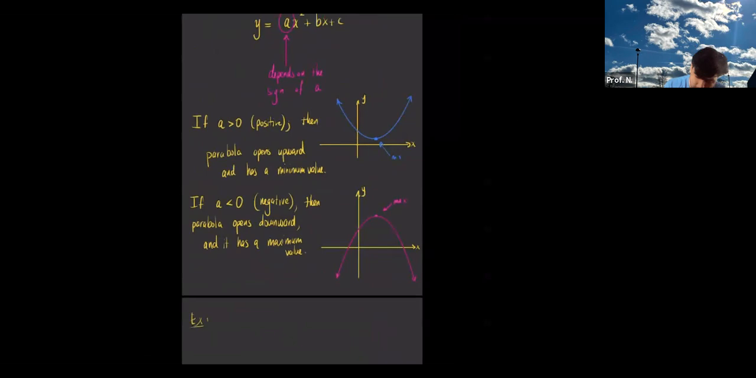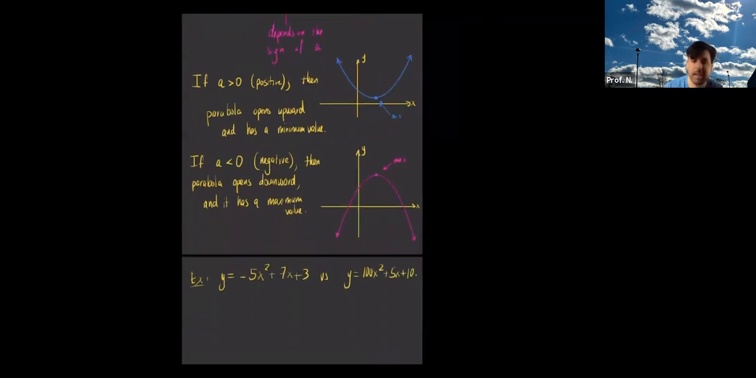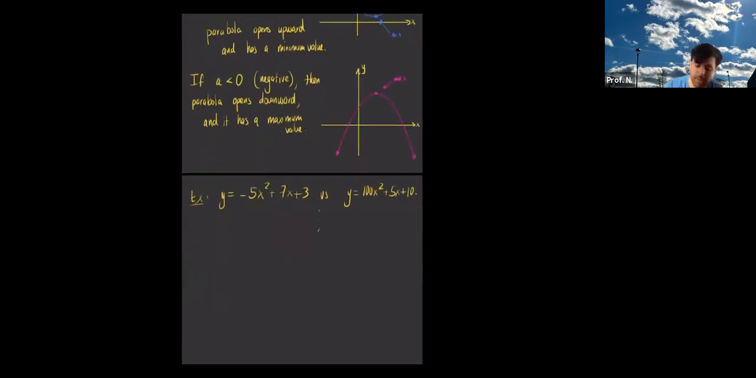So for example, if I give you y equals negative 5x squared plus 7x plus 3 versus y equals 100x squared plus 5x plus 10, which one of these has a max? Which one of these has a min? Which one of these opens up? Which one of these opens downward? Is the left one up or down?